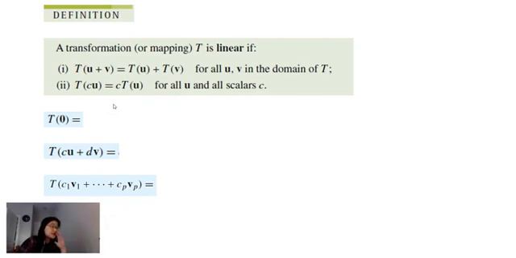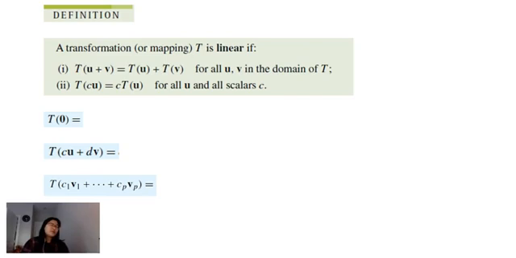Alright, so we have a definition of a linear transformation or linear mapping. If we have T(u + v) = T(u) + T(v) for all vectors u and v in our domain, and also scalar multiplication works the way that we think it will, where T(cu) = cT(u), where the scalar can be factored out.